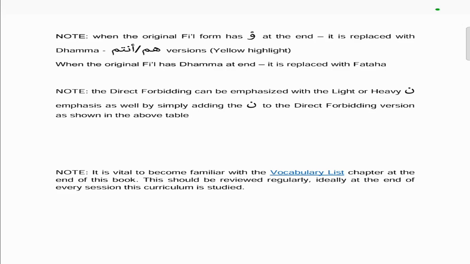And now the direct forbidding can be emphasized with the light or heavy noon emphasis as well, by simply adding the noon to the direct forbidding version as shown in the above table.